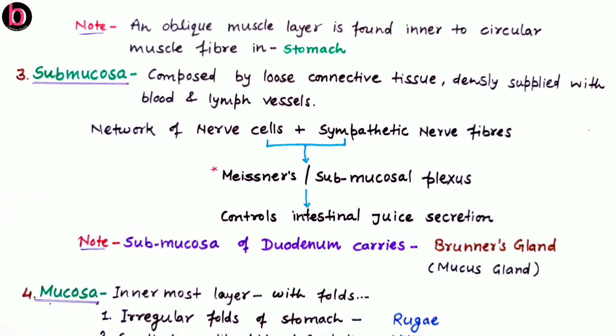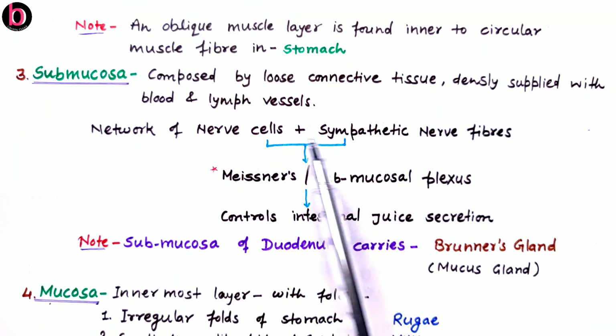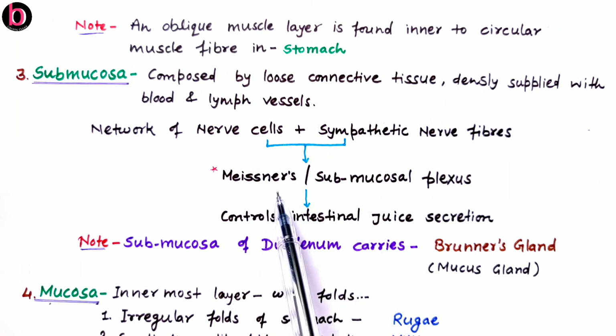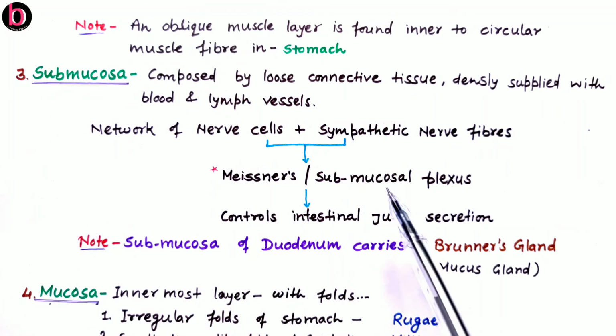The third layer is submucosa. So this is composed of loose connective tissue, and this is highly supplied with blood vessels as well as lymph vessels. Here there is also a network of nerve cells as well as sympathetic nerve fiber. These both in association are forming Meissner's nerve plexus. This one is in the submucosa region, so also known as submucosal plexus, and this plexus or network is for controlling intestinal secretion or intestinal juice secretion.